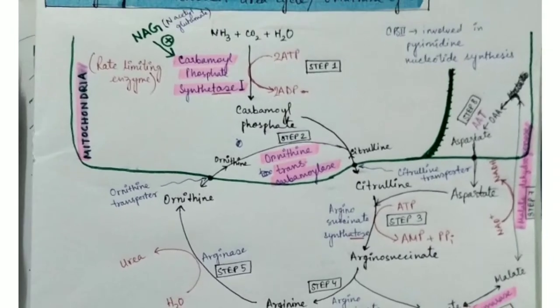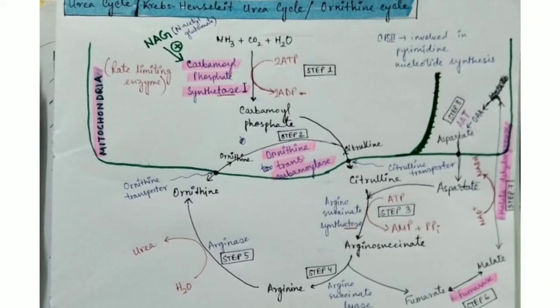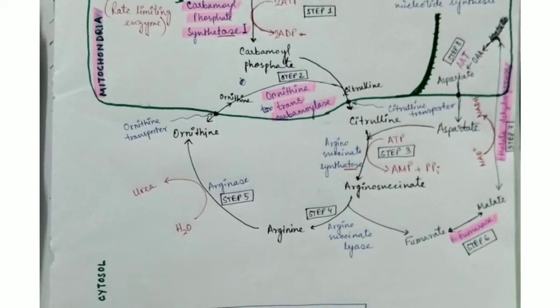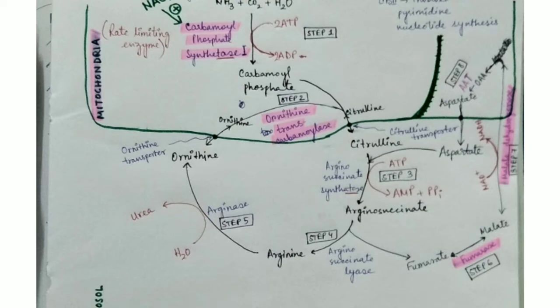Before starting with it, I'd like to say that my diagram is a bit clumsy on the right side. All the enzymes highlighted with this pink color are present in the mitochondria, and the rest of the enzymes are present in the cytosol. So remember that the enzymes highlighted in pink are all in the mitochondria, okay, and the non-highlighted enzymes are all in the cytosol.